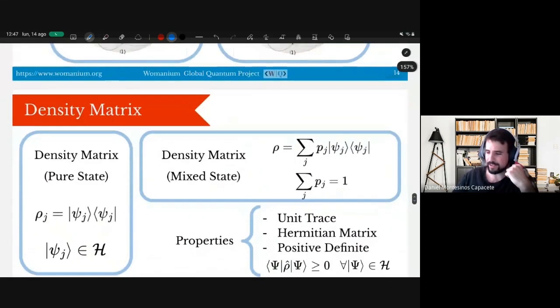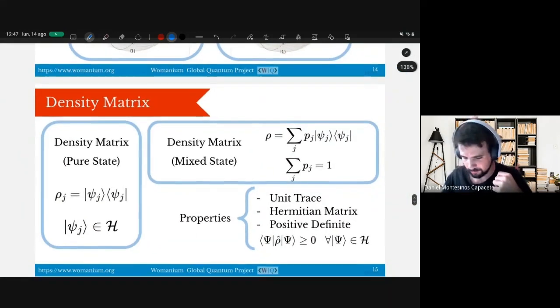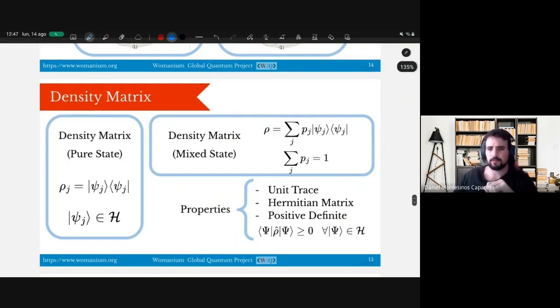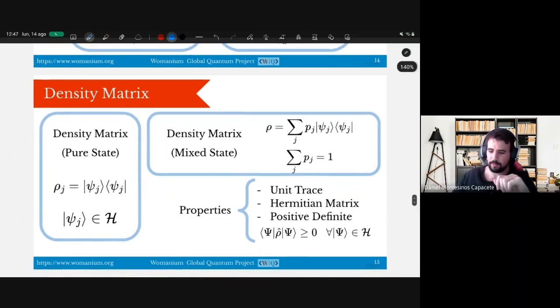Since we are running a little late and still have a few things to discuss, I will go very fast through some things that I feel are not so important. But anyway, so, density matrix.